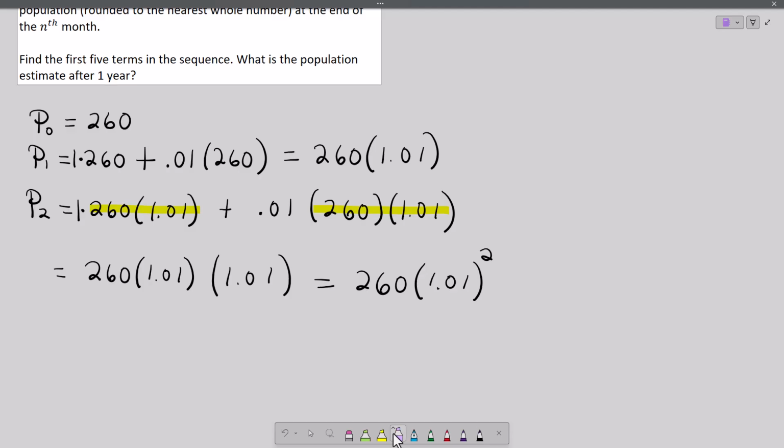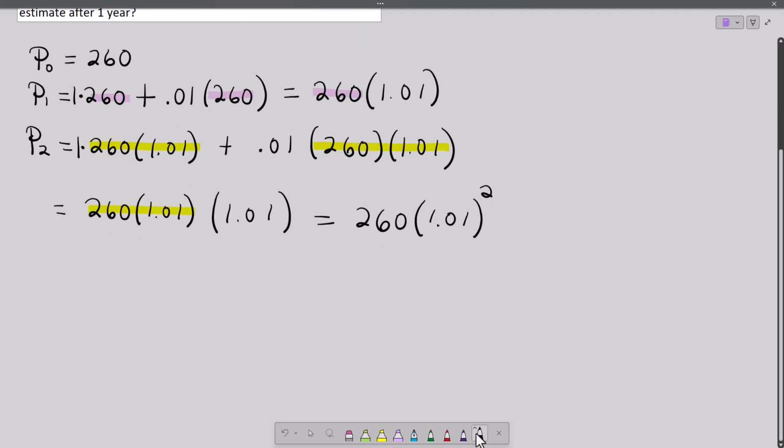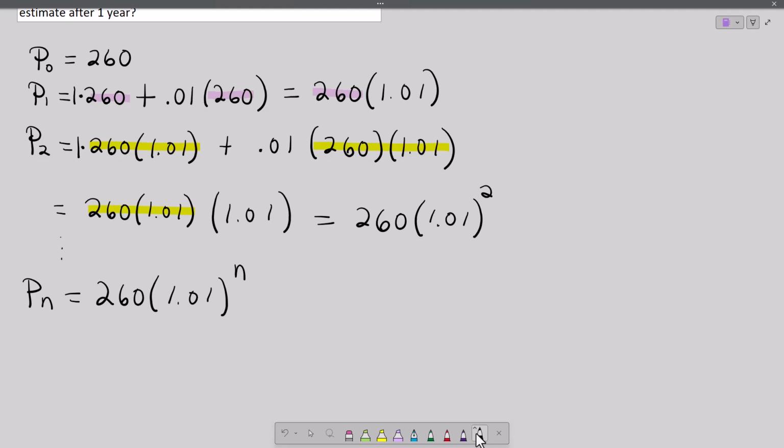Everyone following this factorization? Here we factored out 260, that went right there. Add the coefficients, same idea here. Factor out the 260 times 1.01, that comes to the front. You add what's left, but that matches what's already there, so you end up with the square. And you can see what's happening. P sub n will equal, what do you think? The initial population times 1.01 to the n. That's going to be our population after n months.